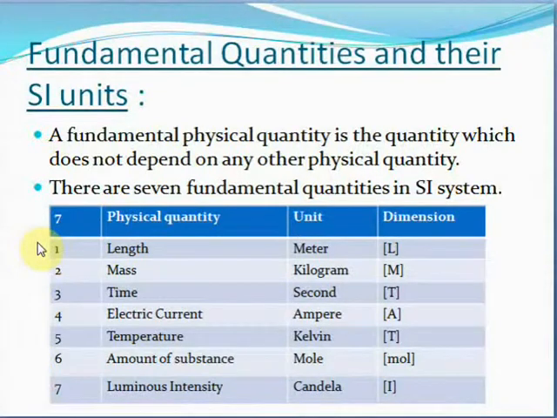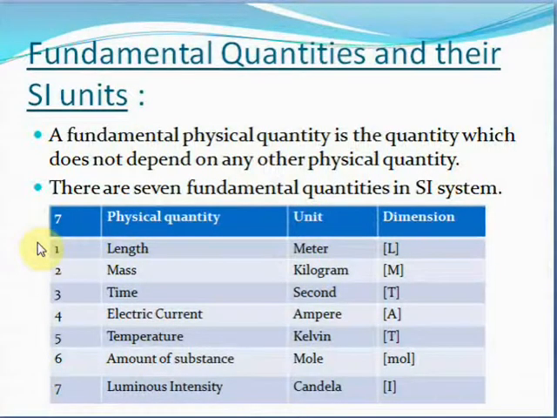Now we'll see what are the fundamental quantities and what are their SI units. A fundamental physical quantity is the quantity which does not depend on any other physical quantity. In the SI system we have 7 fundamental quantities. They are length, mass, time, electric current, temperature, amount of substance and luminous intensity. So for example, the unit of length is meter in the SI system. Similarly, the unit of mass is kilogram, that of time is second, that of electric current is ampere, that of temperature is Kelvin, that of amount of substance is mole, and that of luminous intensity is candela.